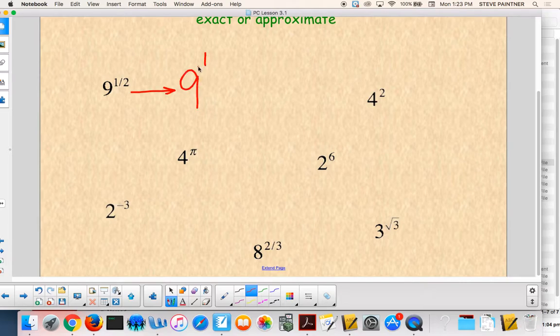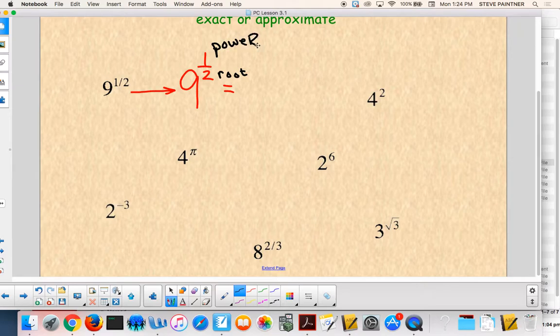By the way, I'm going to write this differently. I'm going to write 9 to the 1/2. The reason? Because you're supposed to know what the fractional exponent means. What does the 2 mean on the bottom? This 2. This is the root. Okay? What does the 1 mean on the top? This is the power.